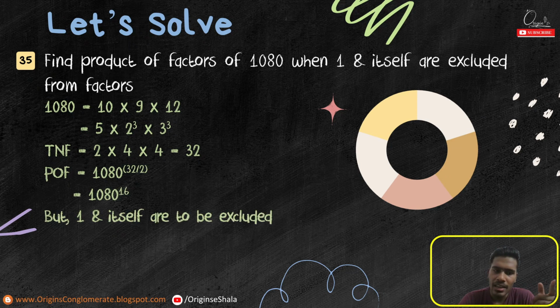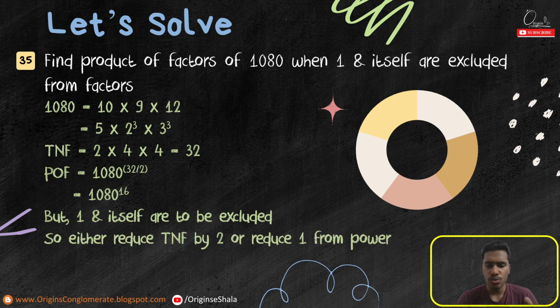Now, coming back to that extra statement where we had to remove 1 and itself. So what is that pair? 1 into 1080, right? That is just a single pair. That means I only need to reduce this power further by 1, or I can reduce the TNF by 2. Because I am reducing two factors, the total number of factors I am reducing by 2, or I am removing one pair. So you can suit yourself, because here coincidentally 1 and the number itself are forming one pair, but in all of the questions it is not going to be the same.